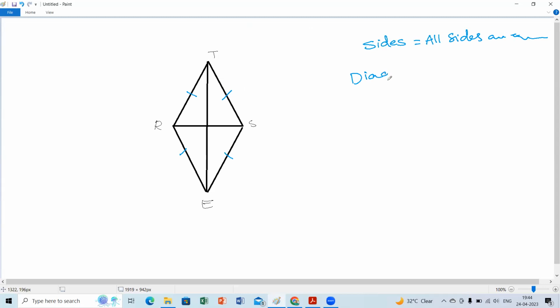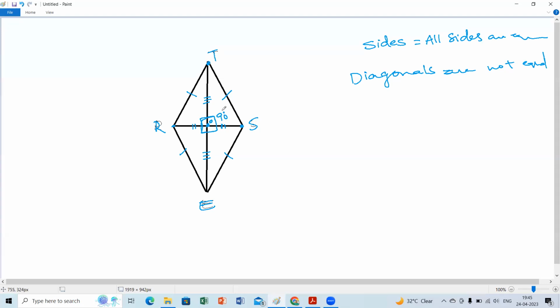Diagonals are unequal, not equal. But they are perpendicular bisectors. Perpendicular bisectors means from here to here, how much distance, the same. Suppose REST is a parallelogram, and the diagonals meet at a point O. OS should be equal to OR, and OT should be equal to OE, and they are perpendicular, meaning they meet at 90 degrees, children. That's why we use the right angle triangle property. If you take OTS or OST, it is a right angle triangle, so we use the Pythagoras property here.